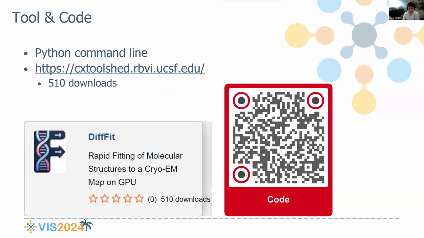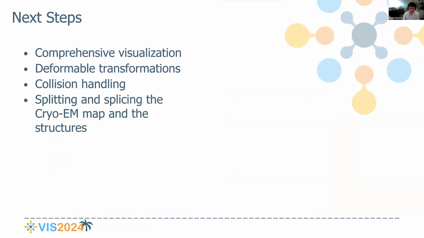We release DiffFit in two ways: a Python command line and a ChimeraX plugin. In the official marketplace, within 3 weeks of releasing, DiffFit already gets more than 500 downloads. We also fully open-sourced DiffFit.